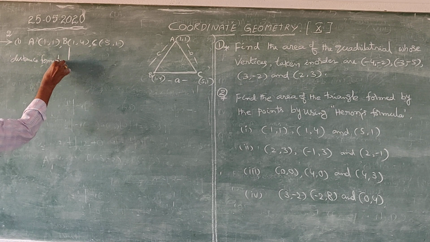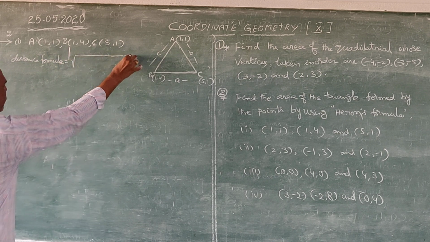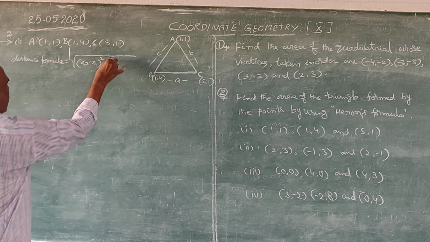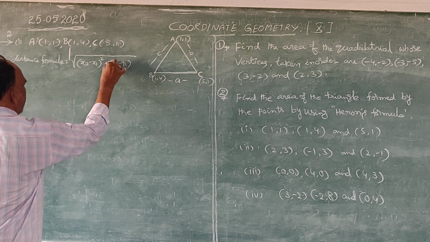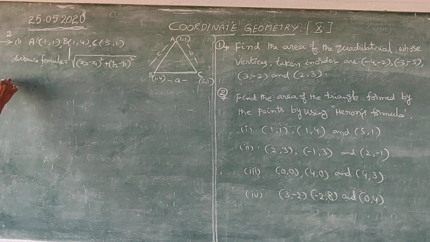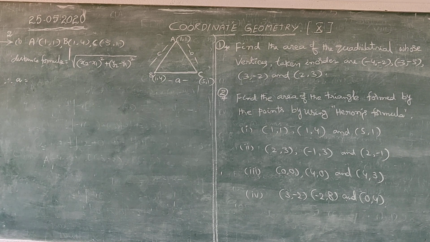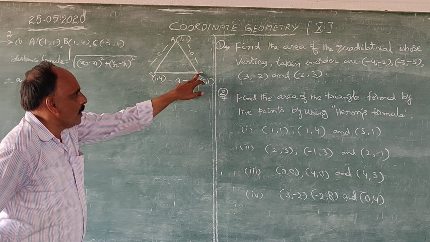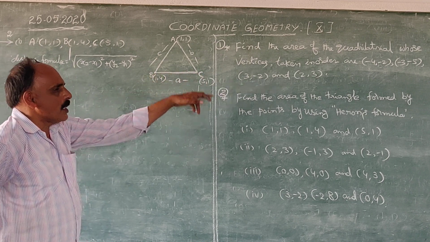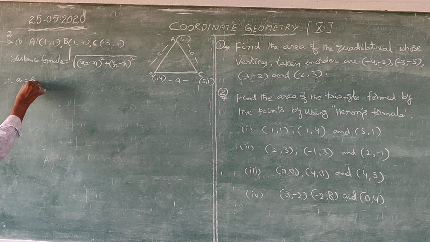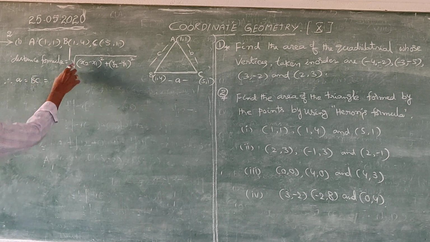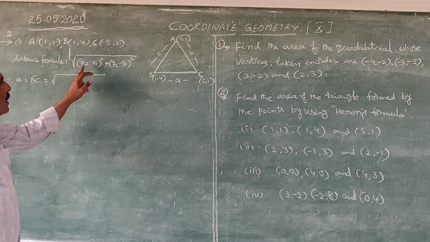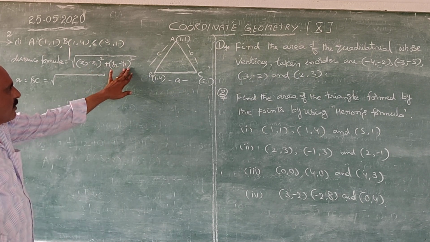The distance formula is the square root of (x2 minus x1) whole square plus (y2 minus y1) whole square. Now the value of a is equal to the length of BC. So BC, that is equal to, substituting the values, x2 minus x1 whole square plus y2 minus y1 whole square.